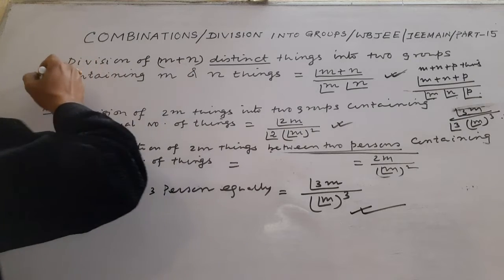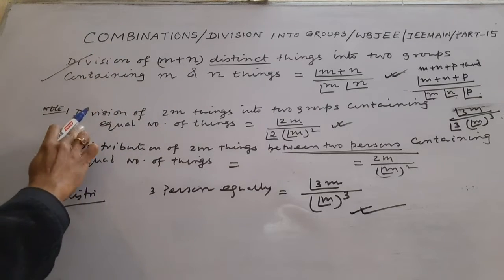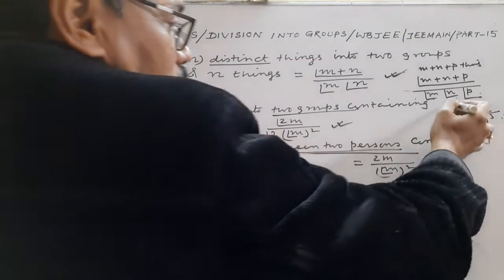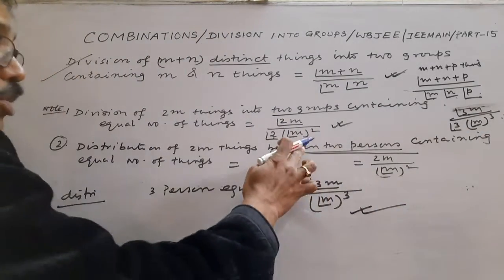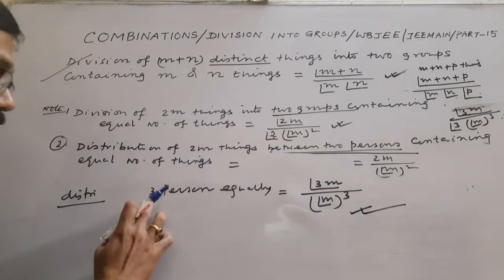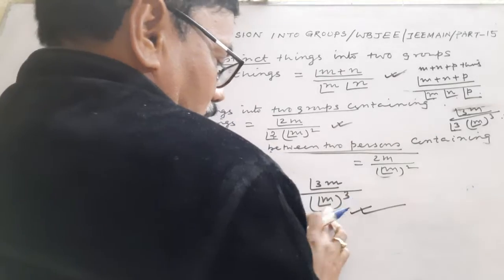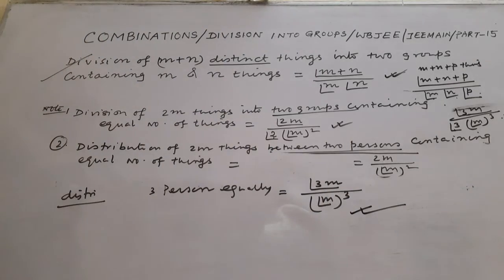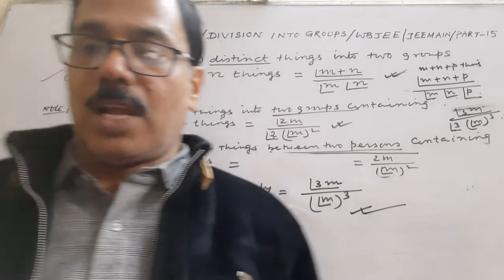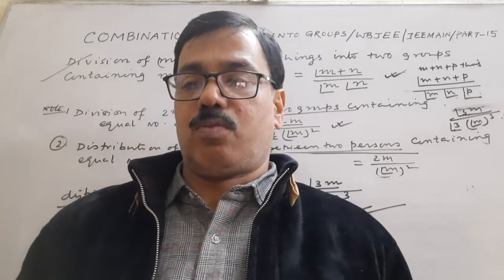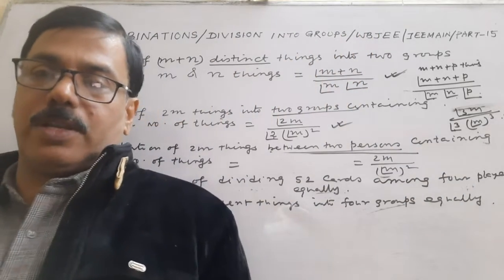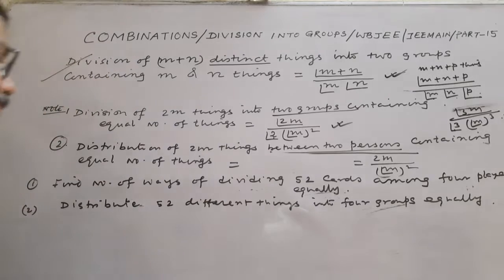So the first one is very simple, and you look at the language. Between two groups, factorial 2; between 3 groups, factorial 3. Between 2 persons, no factorial 2, factorial 2 will be cancelled; between 3 persons, no factorial 3. This is factorial m cube. So this is our working tool. Now we consider some problems. Now, application of the above theory.